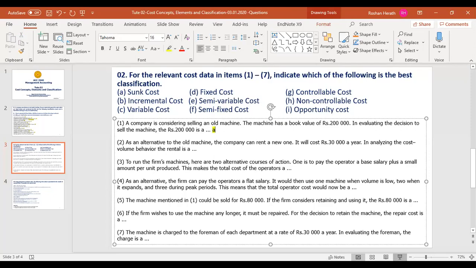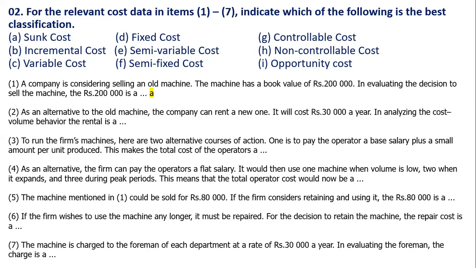So likewise, I would like to see you attempting the rest. The second one, what about that? The second one, as an alternative to the old machine, the company can rent a new one, right? It will cost rupees 30,000 a year.